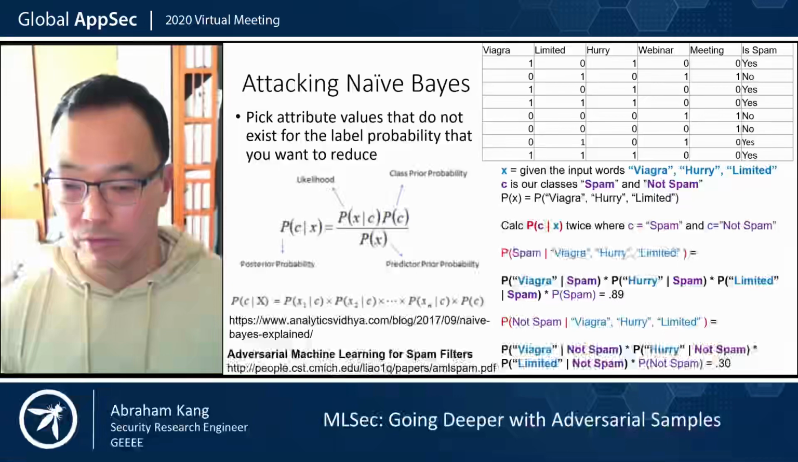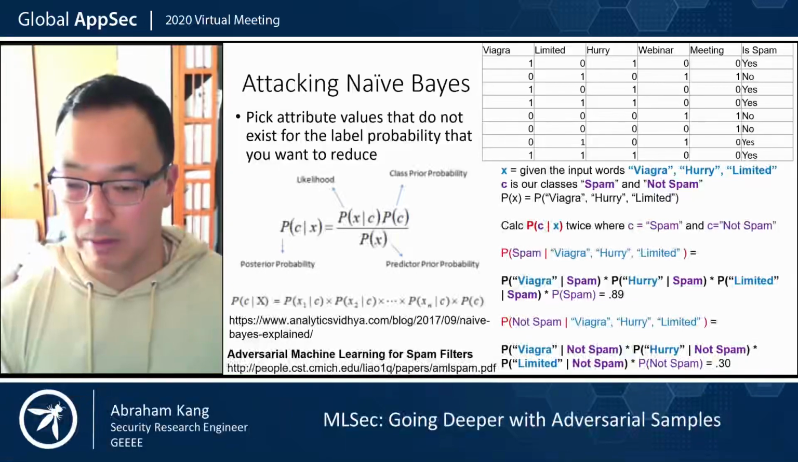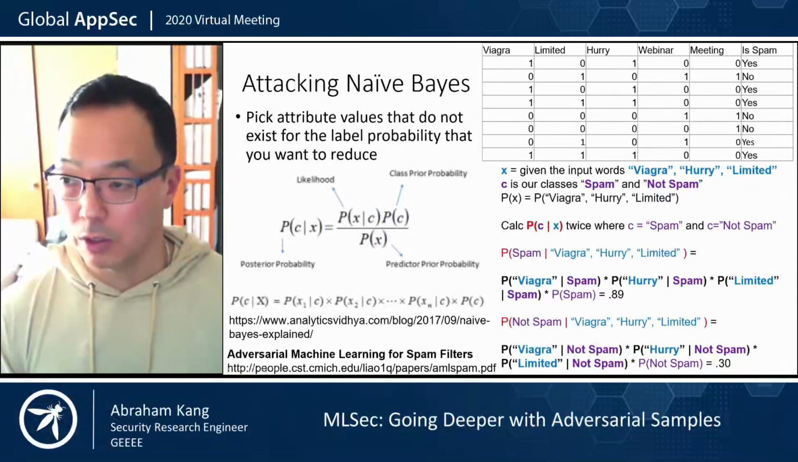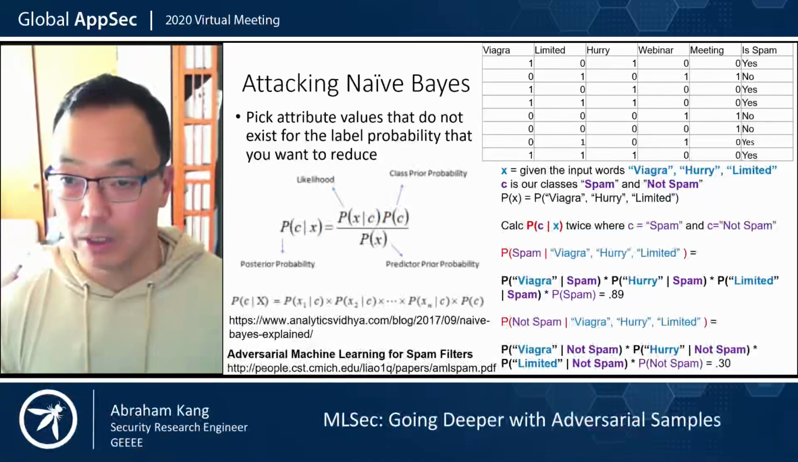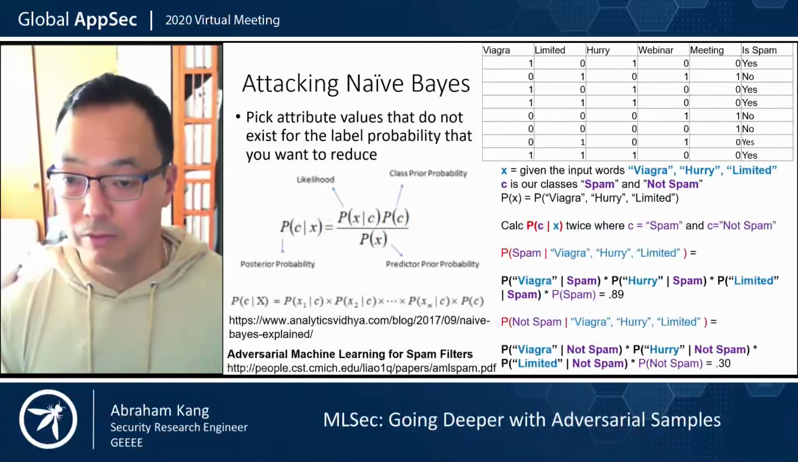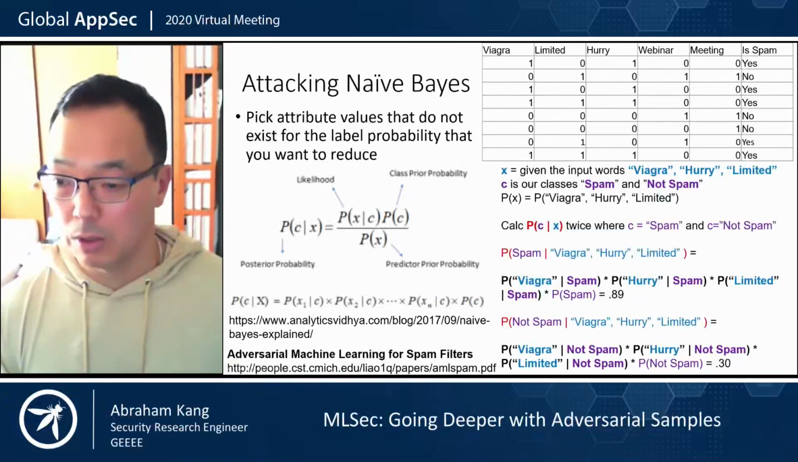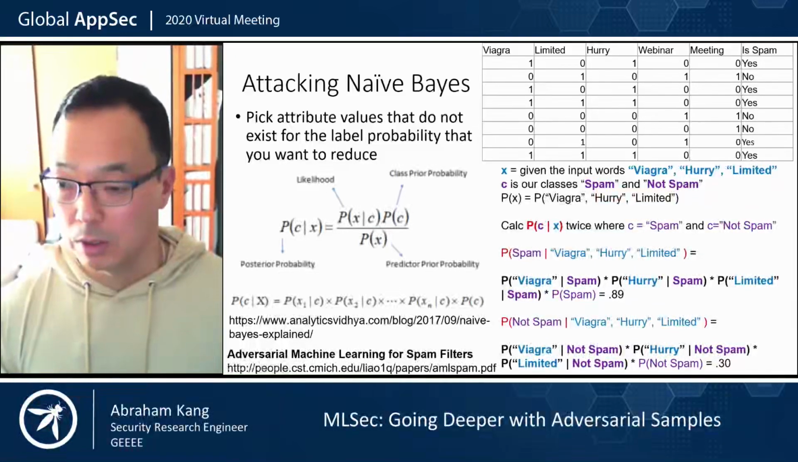So we have, given it's spam, what's the probability that the word Viagra appears? And so we look at all the rows that are spam, and then we look for how many times out of all those rows Viagra appears, and that's our probability. We do the same thing here. We look at all the rows that are spam, and we say how many times did hurry show up? What percentage?